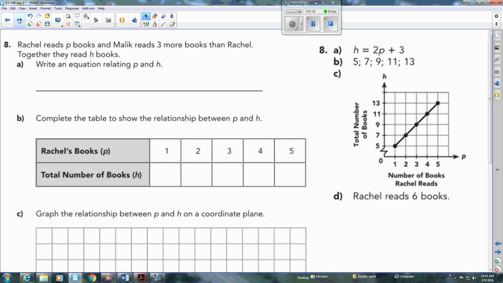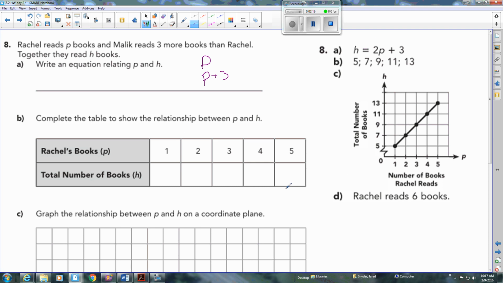Question number 8. Rachel reads P books and Malik reads 3 more than Rachel. Together they read H. So we have P for Rachel, and Malik reads 3 more, so it's going to be P plus 3. We then combine them, and you get 2P plus 3 equals H.